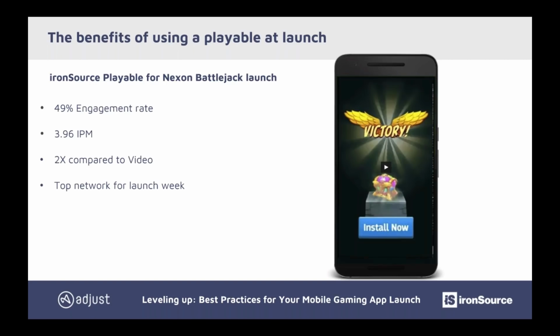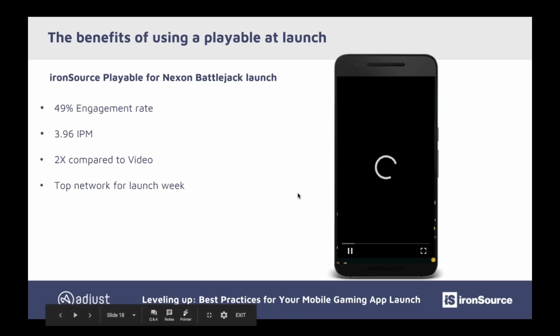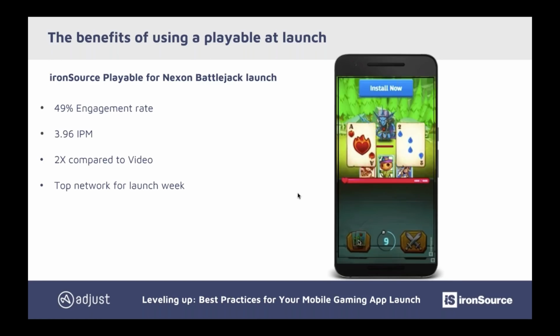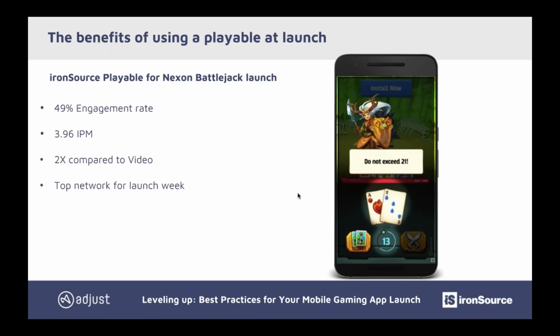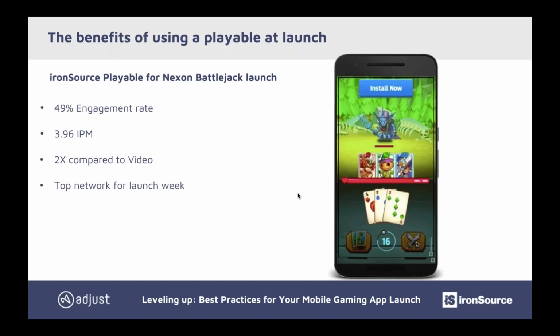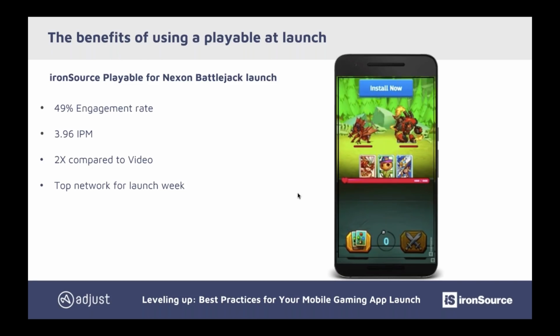This is an example I can see on the right. Thanks, Kevin. Basically, it's an animated GIF of how the playable creative looks. You can see the users basically need to engage. They can really see the features of the game. In a way, it's a tutorial of the game. And basically, what's happening here is they're playing a level in the game.